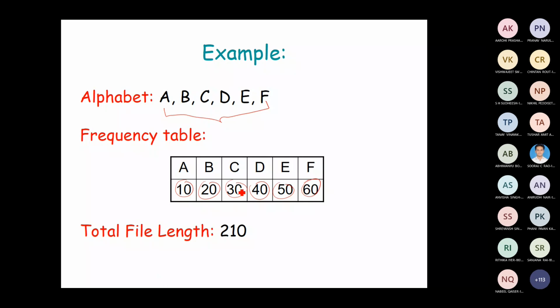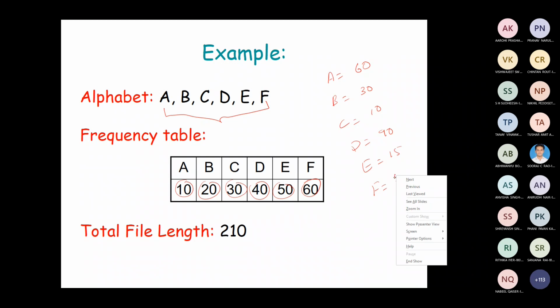Suppose instead you are given that A occurs 60 times, B occurs 30 times, C occurs 10 times, D occurs 90 times, E occurs 15 times, and F occurs 5 times.